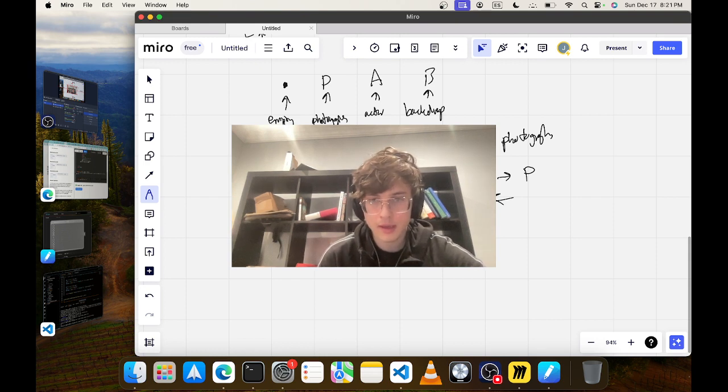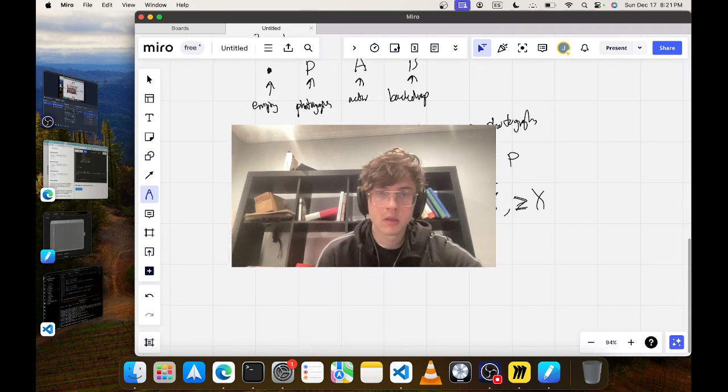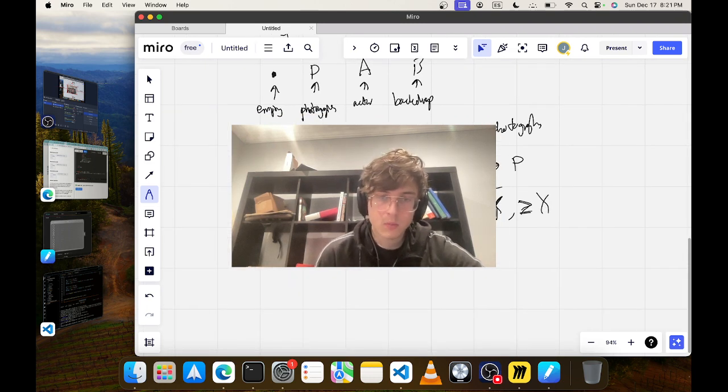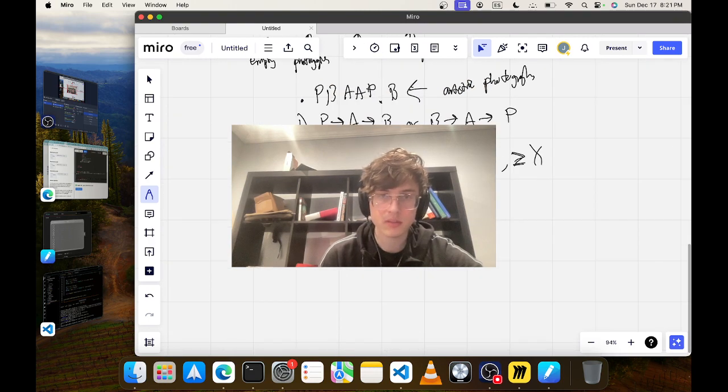But the second condition for being an artistic photograph is that the distance between P and A is greater than or equal to x and less than or equal to y. The same thing applies to A and B. So what does this mean?